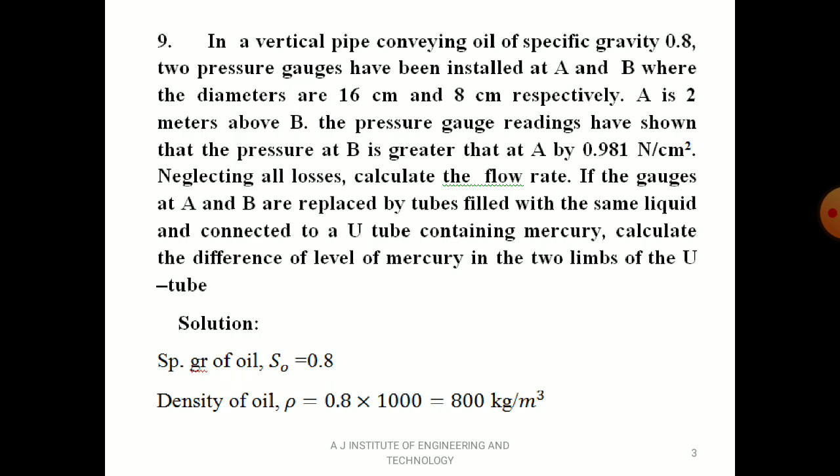So pressure at B is greater than A by 0.981, that is PA plus 0.981 Newton per centimeter square. Neglecting all losses, calculate the flow rate, that is volumetric flow rate or discharge. You are supposed to find the Q value.